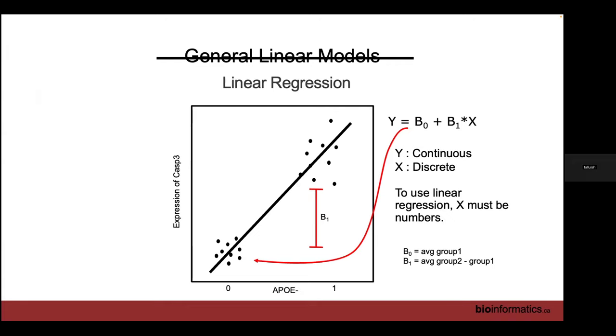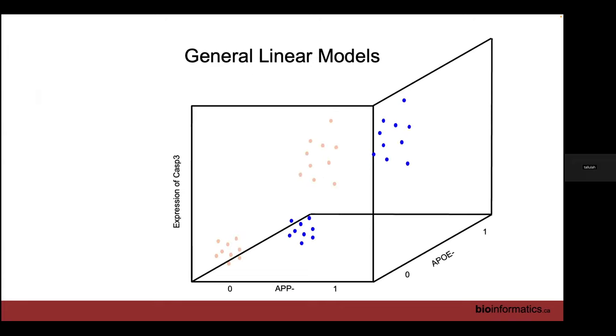So we can instead have ApoE knockout or wild type as our X value here, and expression of our gene on the y-axis. So now we want to do two knockouts at the same time. So we have ApoE knockout, 0 or 1, and APP knockout as 0 or 1, and again, our expression on the y-axis. So we can just expand this model. So now we have B0 plus B1 times X plus B2 times Z. So X is ApoE knockout or not, Z is APP knockout or not. So we can fit our regression model. And now this is a general linear model because we've got multiple predictors.